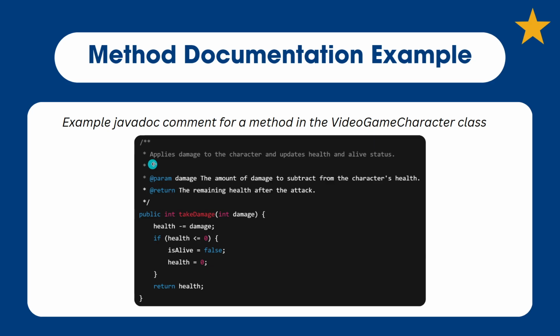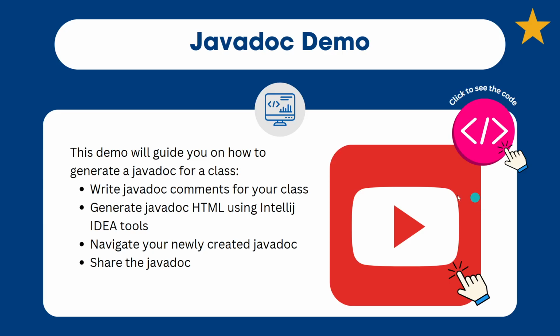So for the take damage method, it applies damage to the character and updates the health and alive status, if we had attributes for that. The parameter here is damage, so we describe the parameter, and then the return value is health, so we describe that return value. And that's Javadocs.